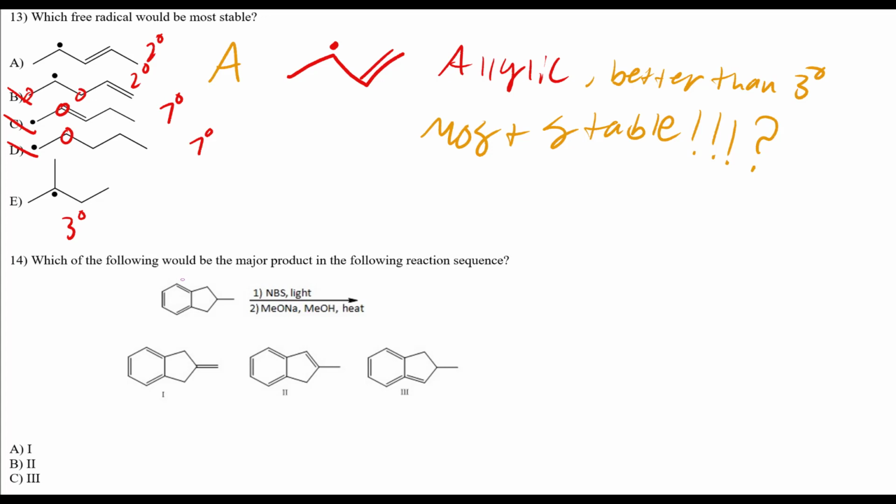Okay, which of the following is a major product for the following reaction sequence? NBS with light. My gosh, what is NBS? Well, NBS, don't worry about it. Just know that NBS gives one Br, okay? So instead of NBS, erase it and put Br2, okay?